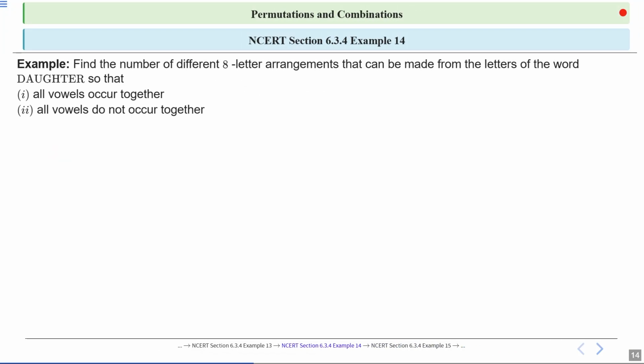Now, look at example number 14. So this question asks us to find the number of different 8-letter arrangements that can be made from the letters of the word DAUGHTER so that vowels occur together. And the second part, vowels do not occur together. So let's solve this example.